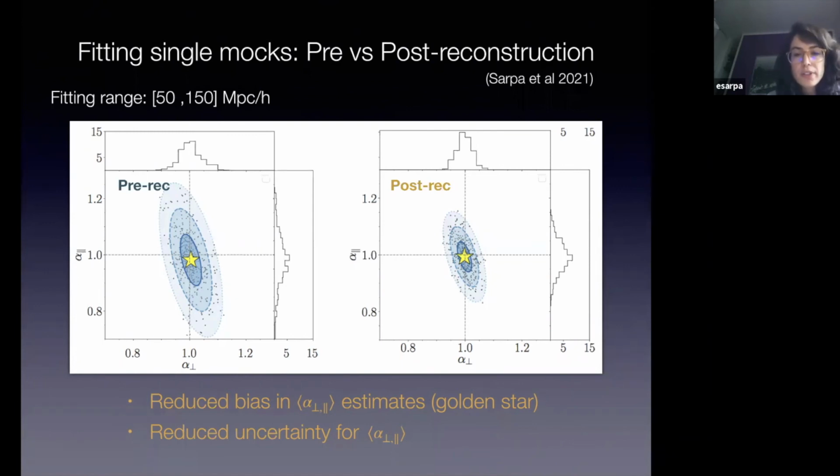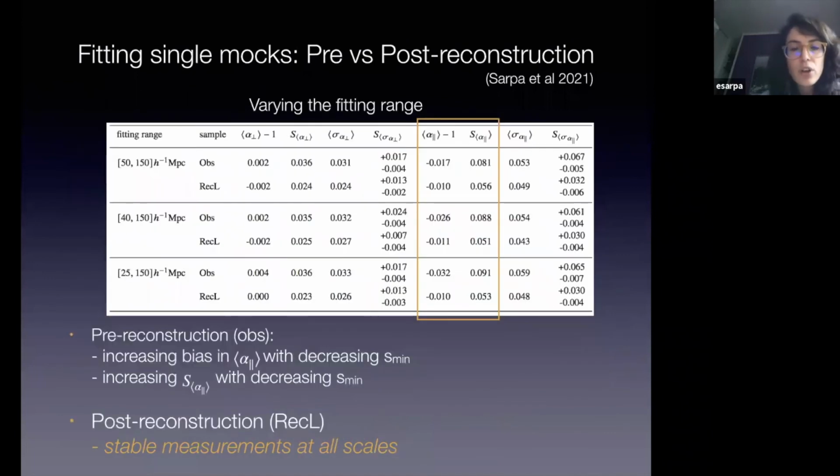Those were the results of our fitting of the template in our fiducial range, 50 to 150. But another thing we want to show is that since we correct nonlinearities, we can safely reduce the value of the minimum boundary of our fitting range and try to capture more nonlinear scales.